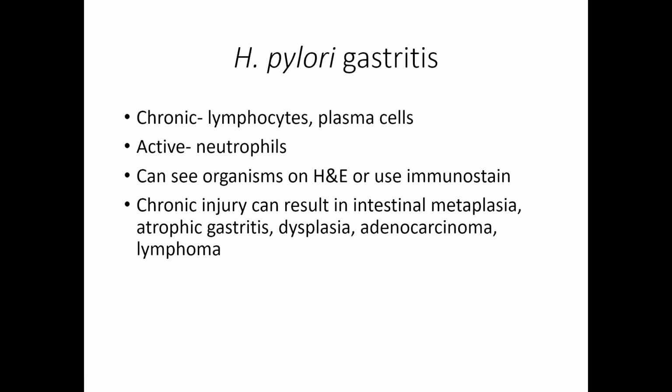So H. pylori gastritis can be chronic with the lymphocytes and plasma cells, and there can be activity, but not always with the presence of neutrophils. Sometimes you can see the organisms if there's a lot of them, or if you just happen to get lucky where you're looking around, you can see them on H&E stain. But if not, you can use an immunostain to pick those up, and that can be very helpful in more subtle cases where there's not a lot of organisms and you can't see them readily.